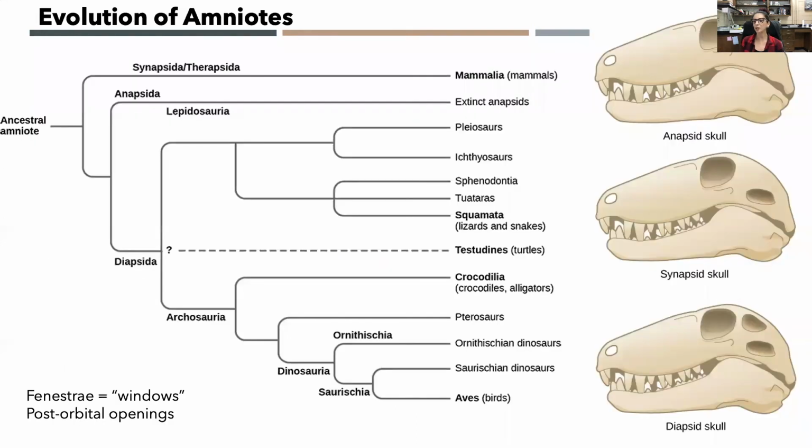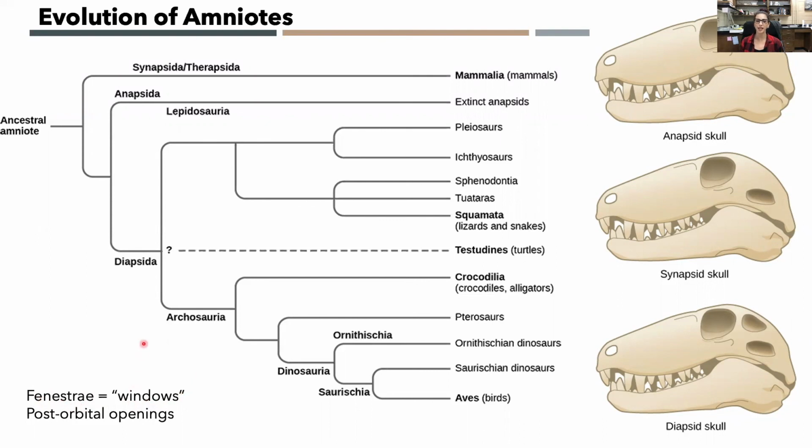So we had the emergence of the amniotes about 340 million years ago. After they arose, we had a quick divergence into different groups. And these different groups are characterized by the number of holes in their head. We call these holes fenestrae, which is another word for window. And these fenestrae are post-orbital openings.